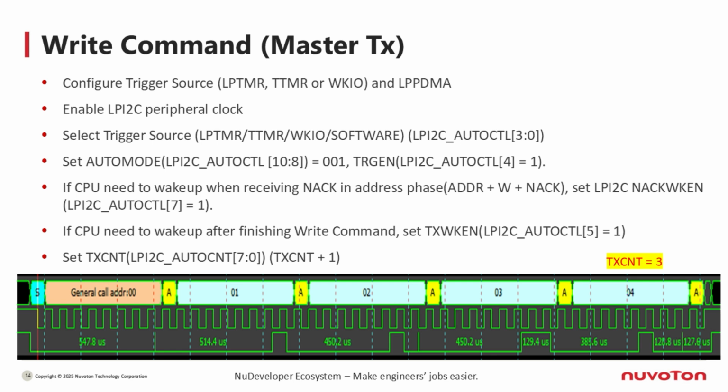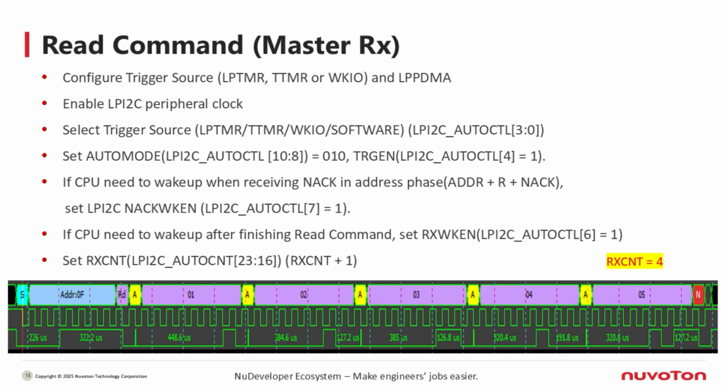On the other hand, if you want the system to wake up after all the data has been transmitted, you'll need to set the 5th bit. Finally, there's TXCNT, which indicates how many bytes you want to transfer in total. In this example, we want to send 3 bytes, so TXCNT should be set to 2 because it counts from 0. Next, let's go over the flow for master reading data.